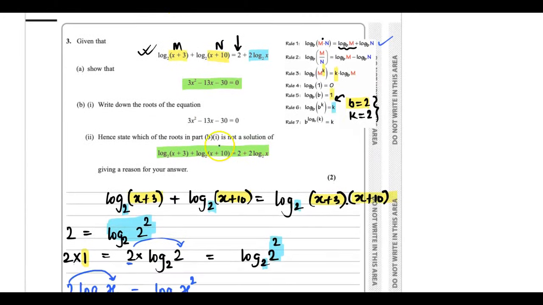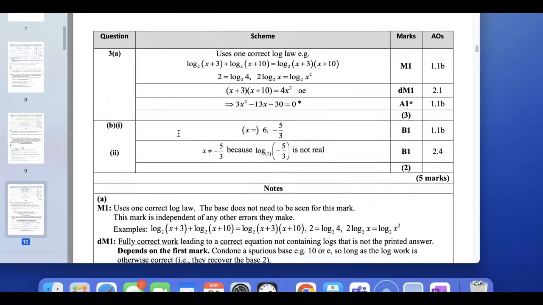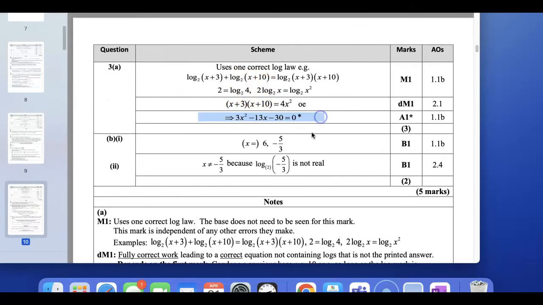Hope it makes sense, and you're understanding the thing. Let's check the answer. Let's match it with the answer. So it was the third question. First was to prove only. The second was 6 and minus 5/3. And yes, it's not, because it's not real.